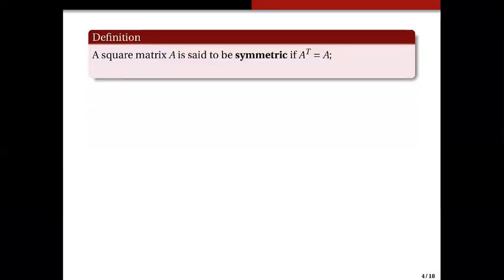Finally, we define what we call the symmetric matrix. A square matrix A is said to be symmetric if the transpose of A is equal to A. We also define what we call a skew symmetric matrix. A square matrix A is said to be skew symmetric if the transpose of A equals negative A. So the difference between the two: for the symmetric, the transpose is equal to A itself, while for the skew symmetric, the transpose is equal to the negative of the matrix.